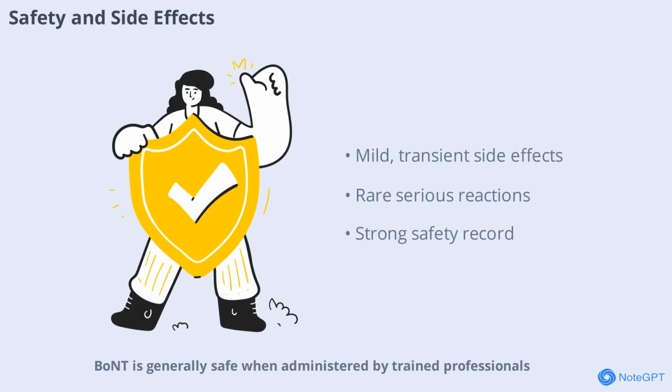ONT is generally safe when administered by trained professionals. Most side effects are mild and transient, such as local pain, bruising, or temporary muscle weakness. Serious adverse reactions are rare. Intraarticular and intramuscular injections have a strong safety record, making ONT a reliable option for many chronic pain conditions. Patients should be informed about potential risks and monitored after treatment.